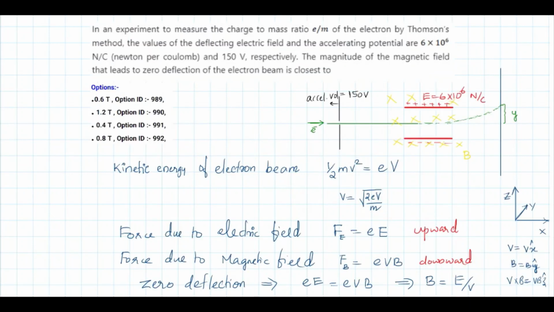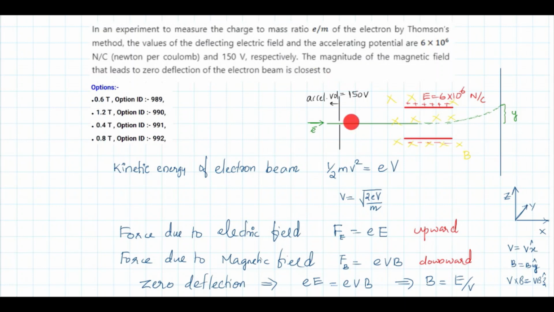So consider this question. In an experiment to measure the charge to mass ratio e by m of the electron by Thomson's method, the values of the deflecting electric field and the accelerating potential are 6 × 10^6 Newton per Coulomb and 150 volt respectively. The magnitude of the magnetic field that leads to zero deflection of the electron beam is closest to? This is the question.